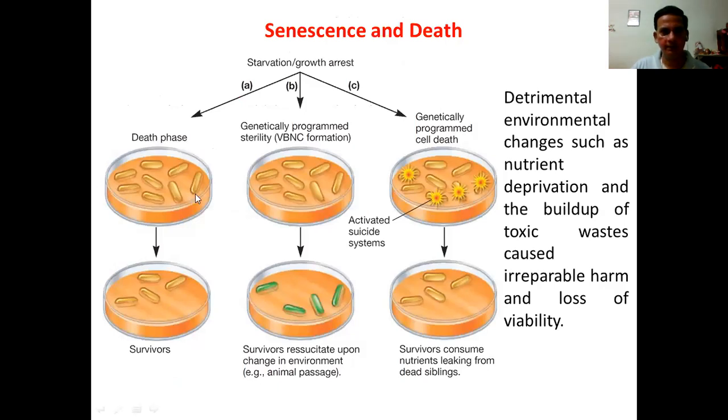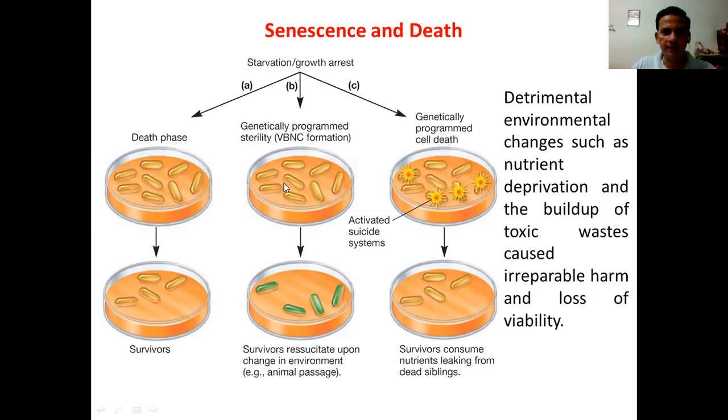There are two or three different things which could happen when the cells are starved or in this kind of growth arrest. Number one is the death phase. In this, some of the microorganisms will die and some will survive. Either they have adapted to those toxic metabolites which were present, or they have reduced their metabolic activity so now they can survive. The second one is genetically programmed senescence.